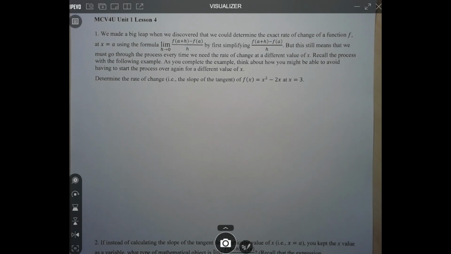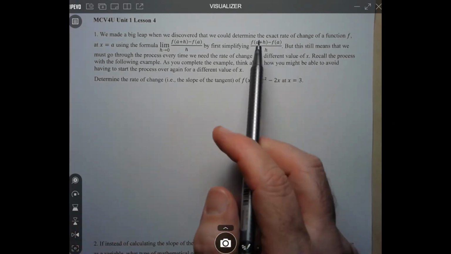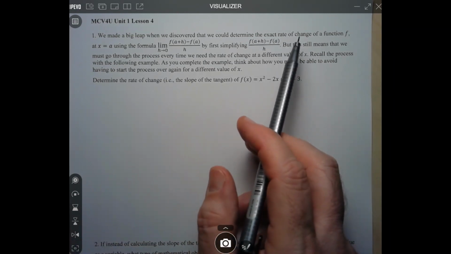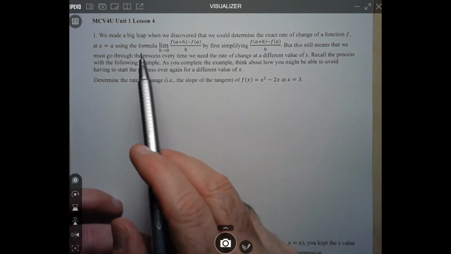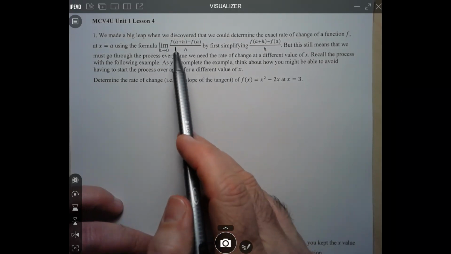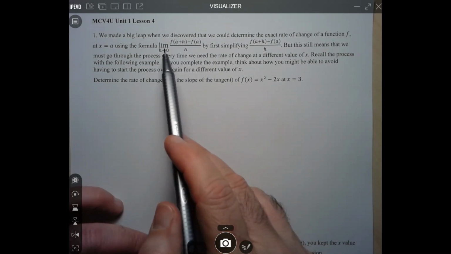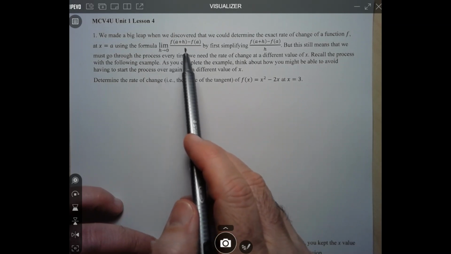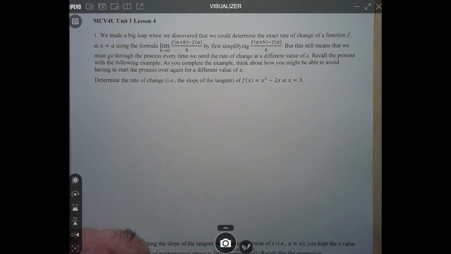One of the things that came out of our rate of change unit in advanced functions was that we made this really big leap when we realized that we could determine the exact rate of change by using a limiting process. At the time, we didn't use the language of limits, but now we see that this expression, which represents the slope of the secants, starting at a and ending at a plus h, if we take the limit as h approaches 0, is going to give us the exact slope of the tangent.